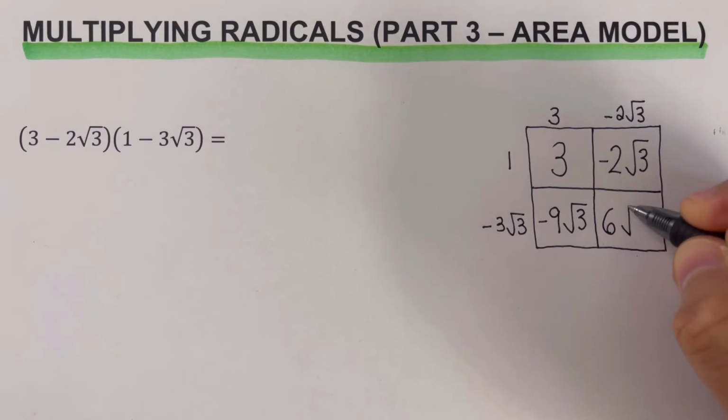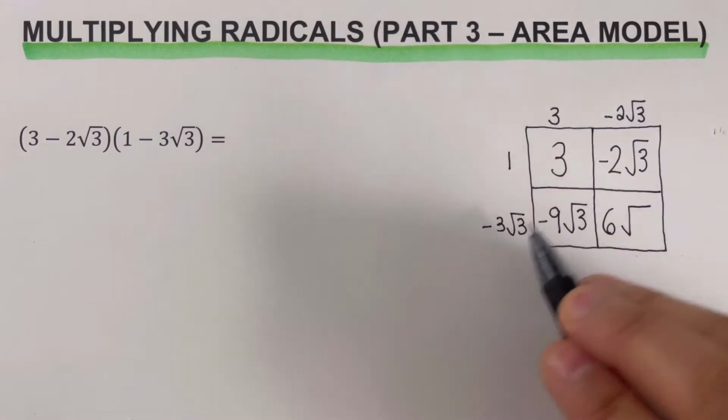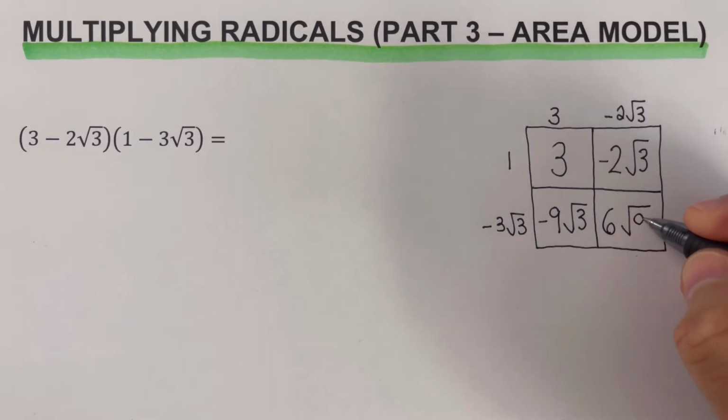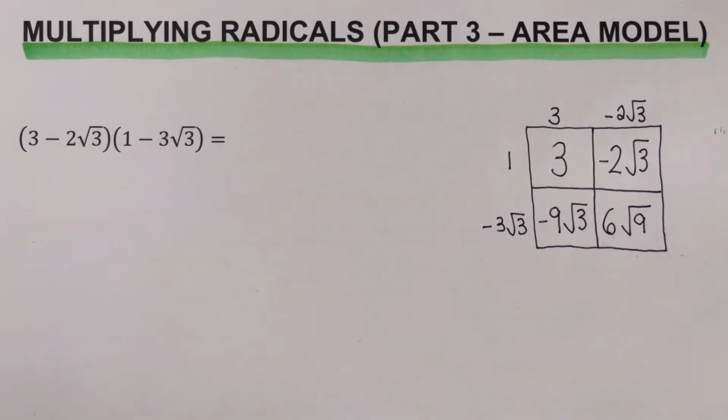And then we have a square root of 3 times 3 is 9. We're going to simplify that as we write it out here. So what we would do is we are going to write them all out.